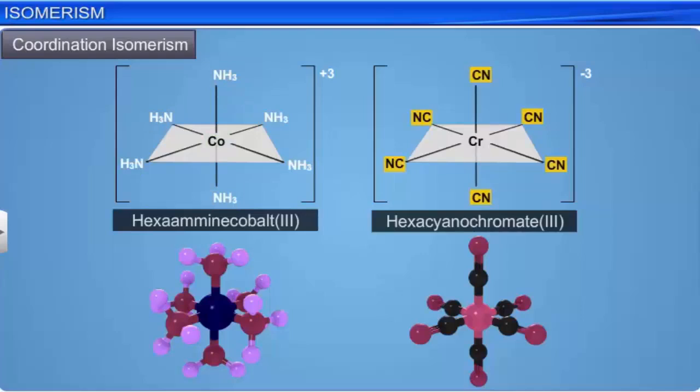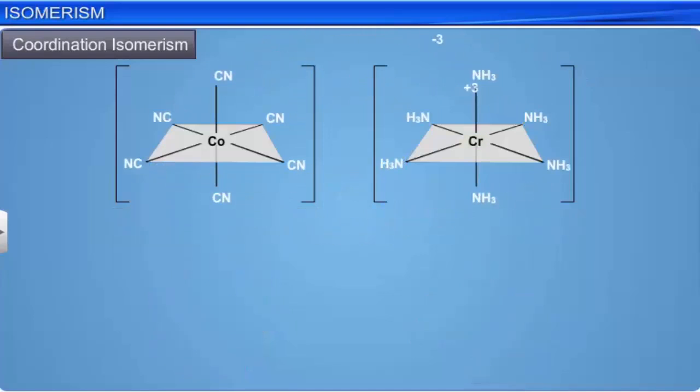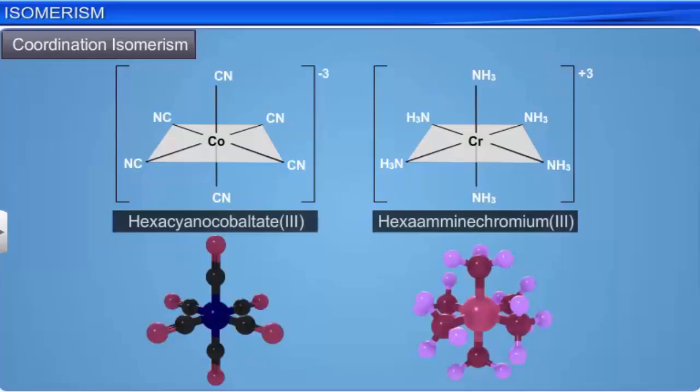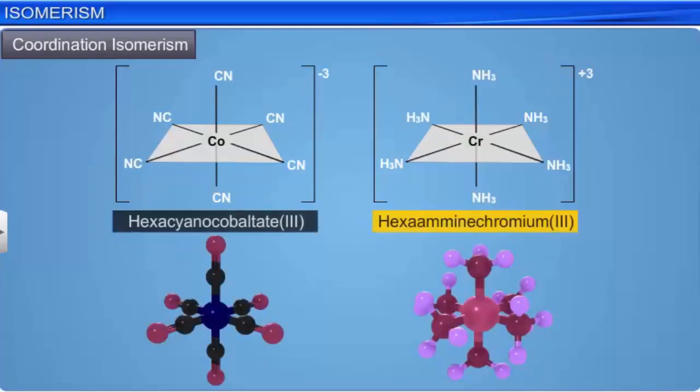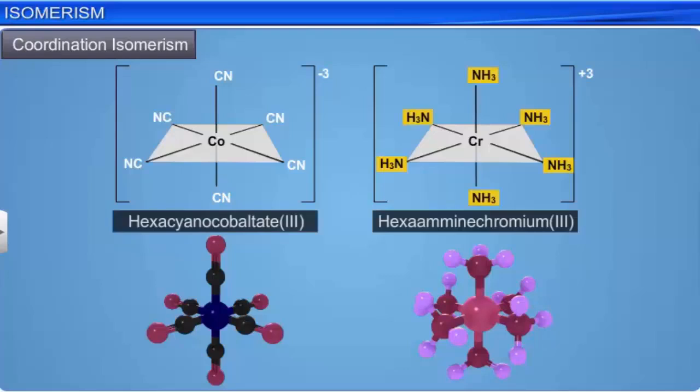In its coordination isomer, hexaamine chromium(III) hexacyanocobaltate(III), the ammonia ligands are bound to the chromium(III), while the cyanide ligands are bound to the cobalt(III) ions.